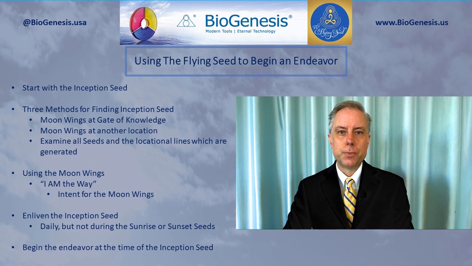How do you do this? You use the intent, I am the way. So you use that intent each time you let fly the moon wings, which will be 4 times to give you 1 seed, the seed of inception. Whether you're at the gate, whether you are at home, you will use this intent, I am the way.